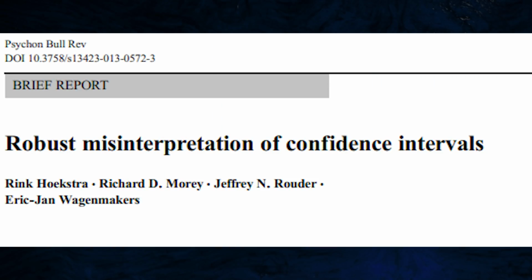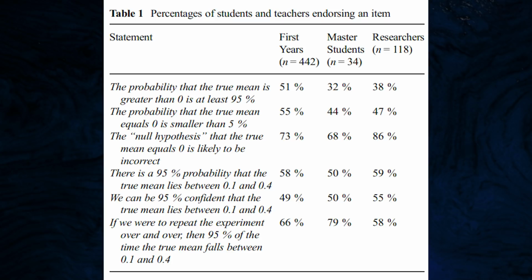3.5.5 Hoekstra 2014. The paper Robust Misinterpretation of Confidence Intervals took 594 first-year psychology students, master students, and researchers from the University of Amsterdam and gave them 6 statements about confidence intervals. All 6 of these statements were false. They then asked the respondents to either endorse or reject these statements.